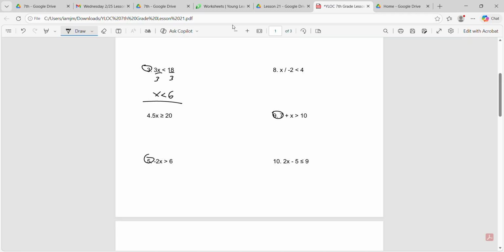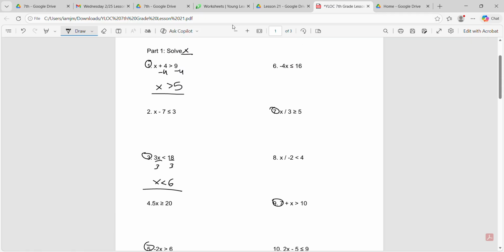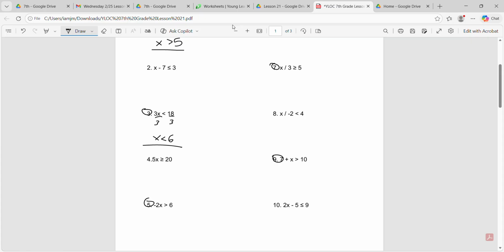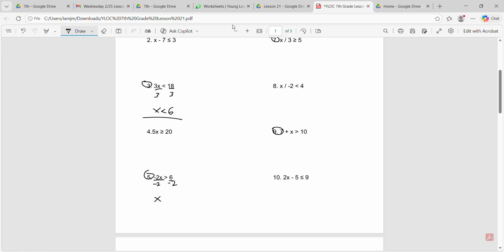Number 5. Negative 2x is greater than 6. Okay, this is a new rule. This is the rule that makes solving inequalities different from equal sign equations. When we're dividing by negative numbers, the sign flips. For example, we've got negative 2x is greater than 6. If we divide both sides by negative 2, the inequality switches from greater than to less than, and we get x is less than negative 3.